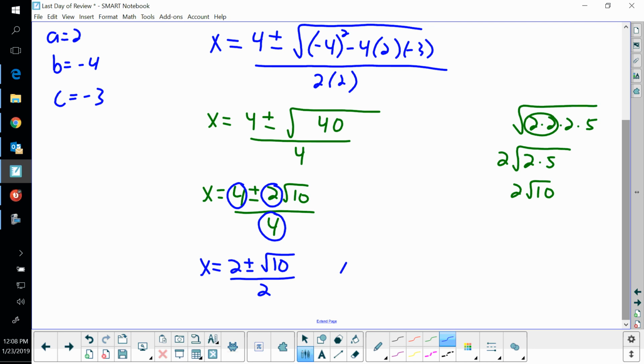The other option is we could divide them individually by 4. 4 divided by 4 is 1, plus or minus 2 divided by 4 is a half, and then square root of 10.